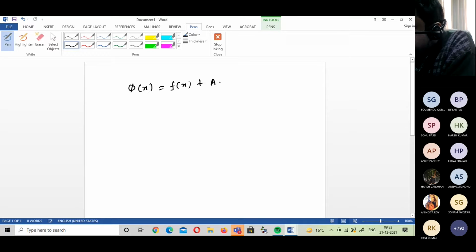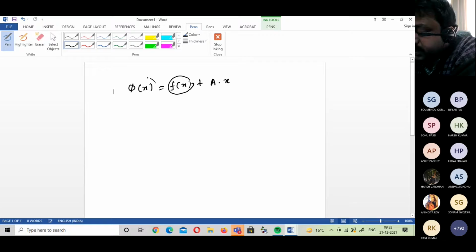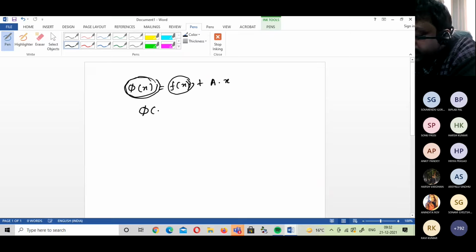plus capital A into x. We have considered that f(x) is continuous, so phi x is continuous. f(x) is derivable, so phi x is also derivable. So the first two conditions are applicable from the previous conditions of Lagrange's mean value theorem. Then your question is why phi a equals phi b. So that here we can apply Rolle's theorem.